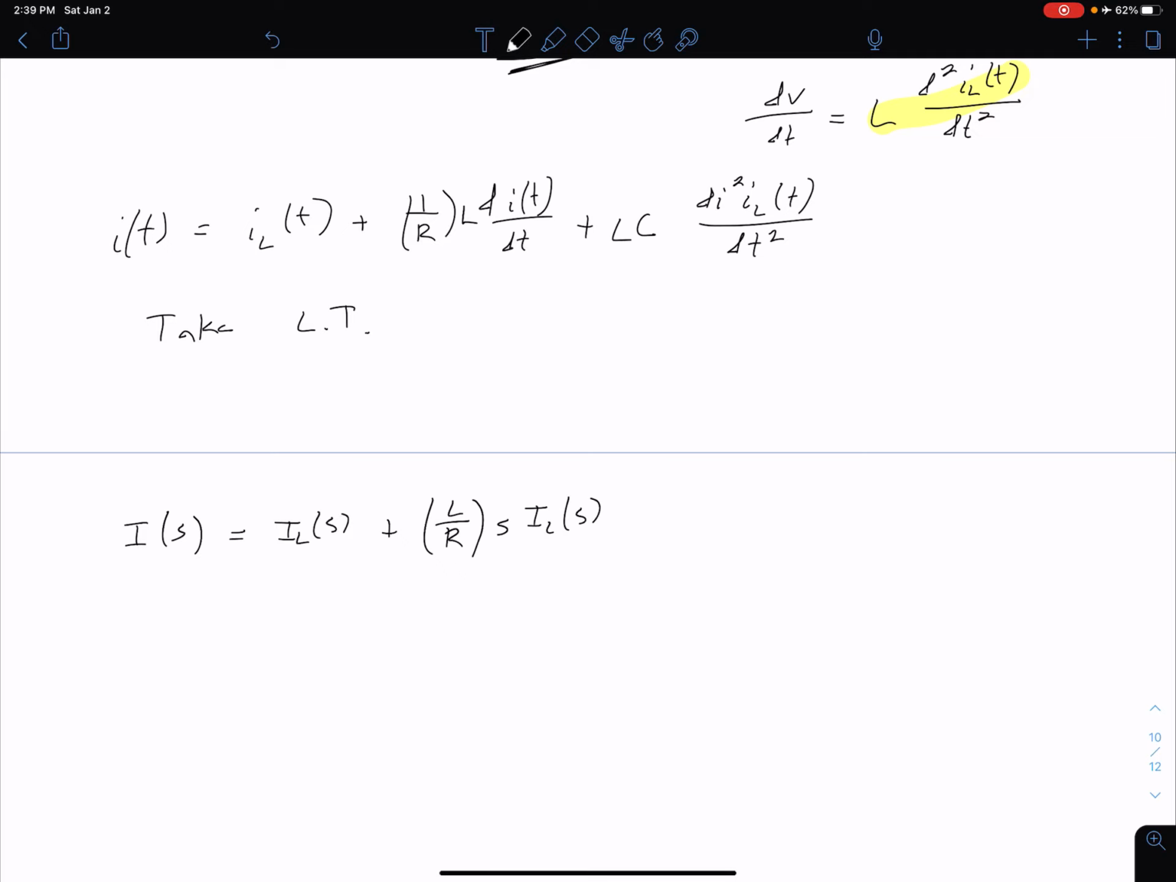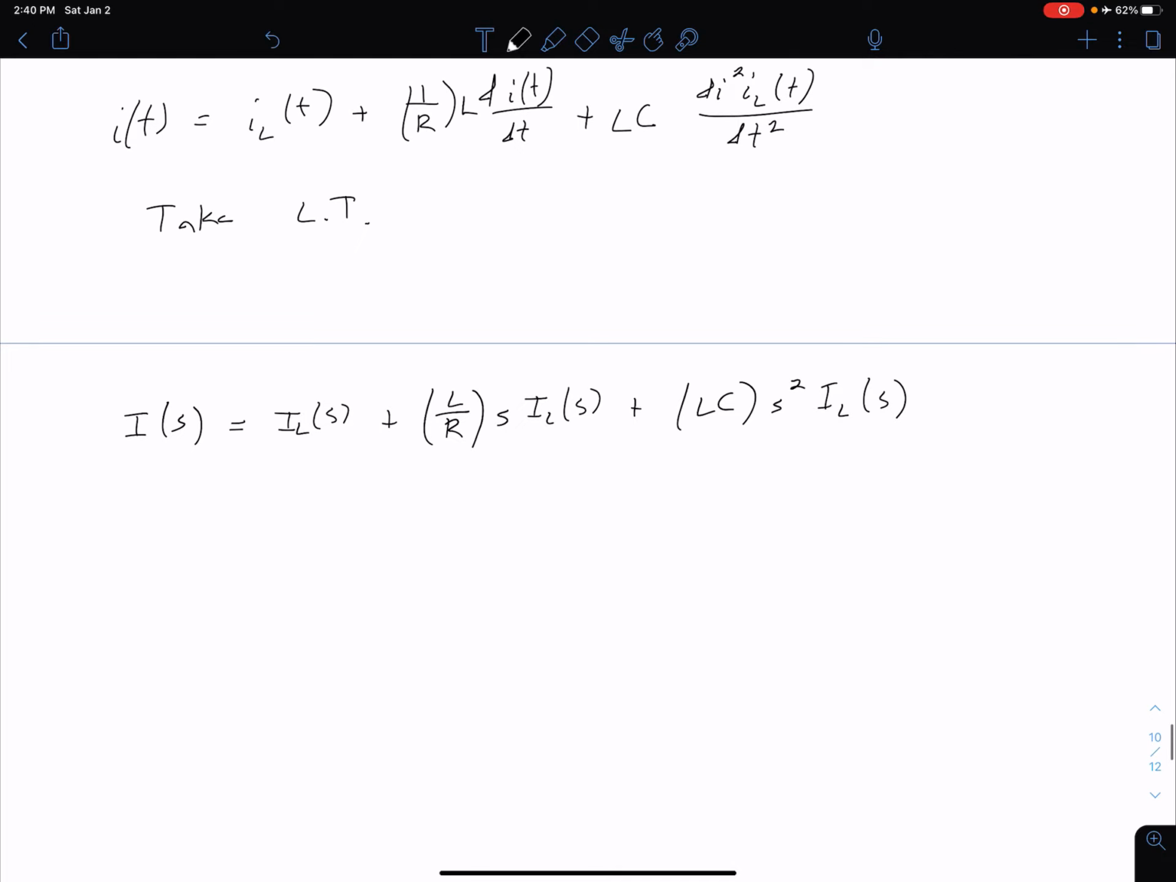So I've used my differentiation property as well as the linearity property. And then I'm going to use those same two properties again for this third term to say we have a constant LC, and from the differentiation property, we have s squared times IL of s. Sometimes it can be useful to not include these of s's because you can get confused and think you're actually multiplying by s. But really that's just kind of personal preference.